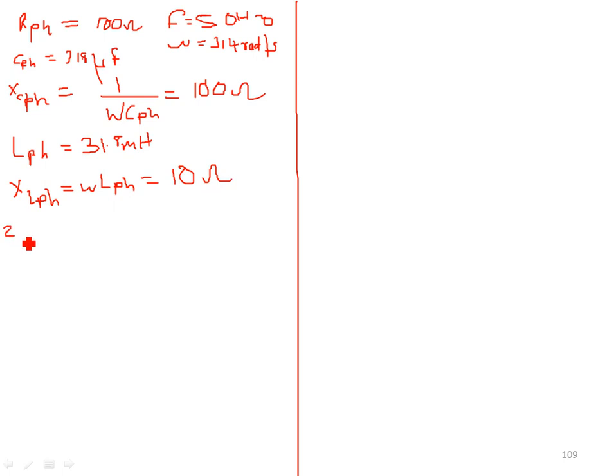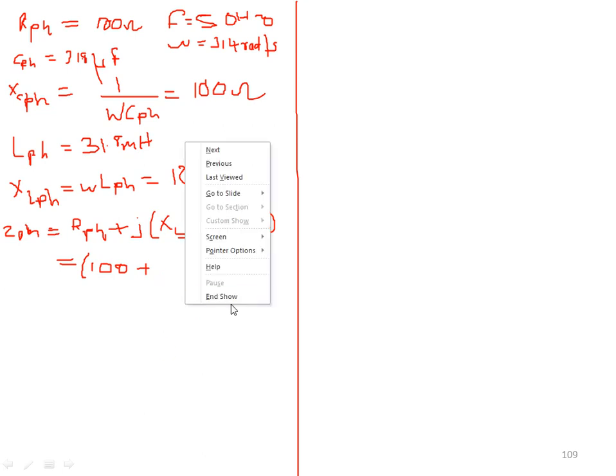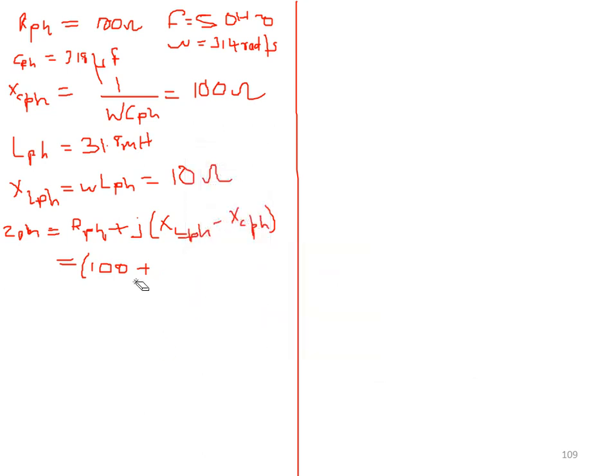Therefore, Z phase, that is impedance per phase in rectangular form, is R phase plus j into (XL phase minus XC phase). R phase is 100 ohm, XL phase is 10 ohm, XC phase is 100 ohm. So it is 100 minus j90 ohm. Next up, to find the power factor.